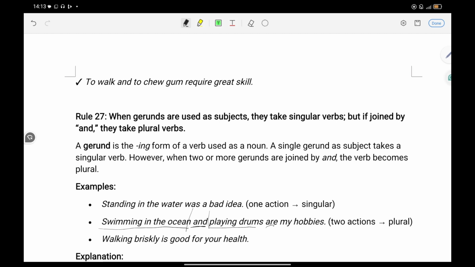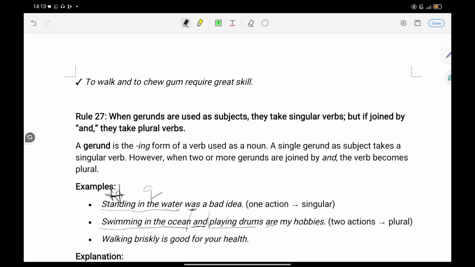But if you have standing in the water, this is also a gerund. Standing in the water was a bad idea. This is a gerund. We have H as the head word, and in the water is Q. The prepositional phrase here is the qualifier. So, standing in the water was a bad idea.